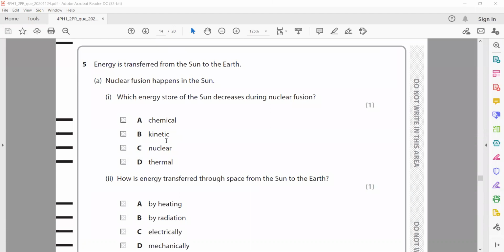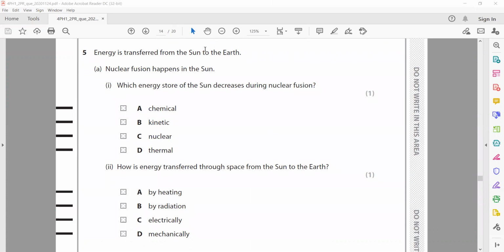Question 5. Energy is transferred from the sun to the earth. Nuclear fusion happens in the sun. Which energy stored in the sun decreases during nuclear fusion? So nuclear energy decreases. How is the energy transferred through space? Through space by electromagnetic radiation. B is the right answer.